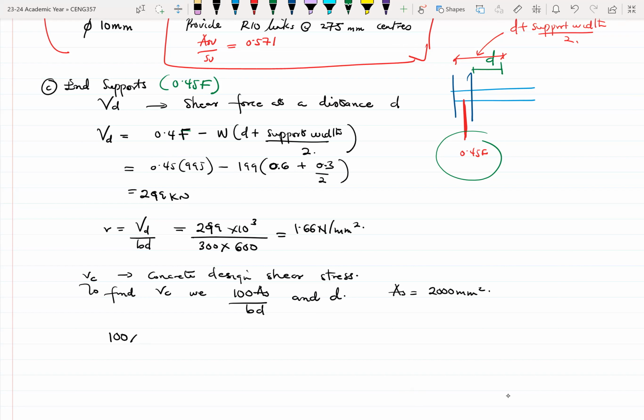Okay. So it becomes 100 times 2000. So this is the AS at the section. At the section, so this section right here is where we are finding that AS. Please take note, it's where we are looking at. So at a distance D from the face of the support. So it becomes 100 times 2000 over 300 for B and a D of 600. Okay. So this should be approximately 1.17. I know it's not the right answer. It's close to it though.